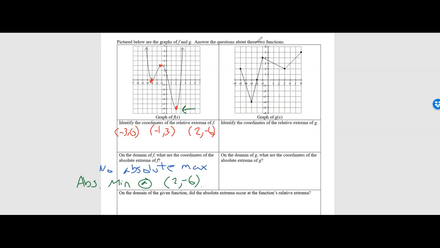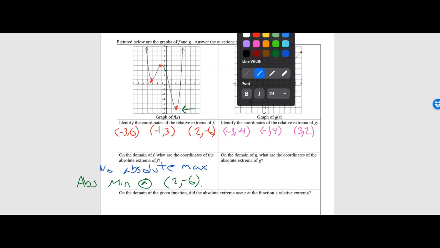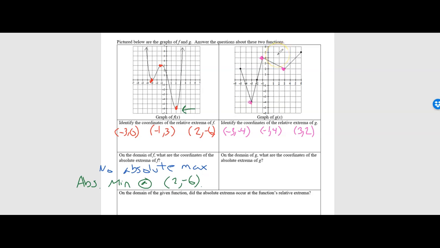Let's answer the questions about g before we answer that last question, because it applies to both. So the relative extrema, we have -3, -4. We have -1, 4. And we have 3, 2. The coordinates of the absolute extrema: the highest value of the function, the largest y value, occurs here. That's going to be 6, 5.